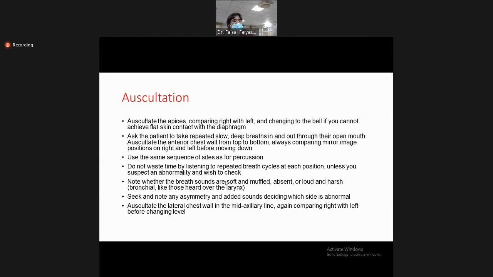Note whether the breath sounds are soft and muffled, absent, or loud and harsh. Bronchial, like those heard over the larynx. The bronchial breath sounds can normally be heard over the larynx. Seek and note any asymmetry and added sounds, deciding which side is abnormal. Auscultate the lateral chest wall in the mid-axillary line, again comparing right with left before changing the level.